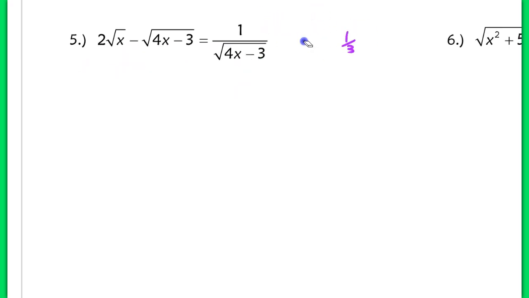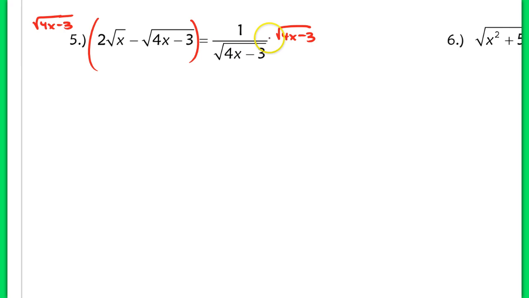Okay, I move this a little bit so I have more room. Now, I have a very specific strategy to solve number 5. Because I have a radical in the denominator, I want to get rid of it, okay? If I multiply by root 4x minus 3 on one side, I have to make sure I multiply by root 4x minus 3 on the other side. Okay, you always have to balance both sides of the equation.